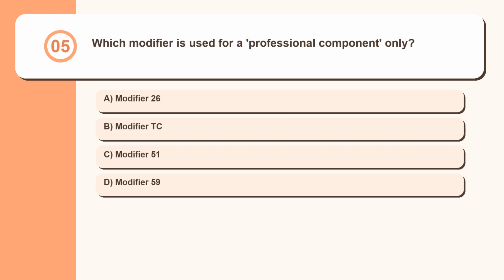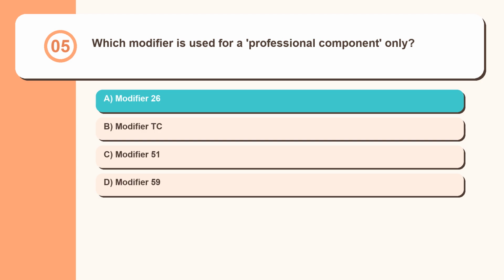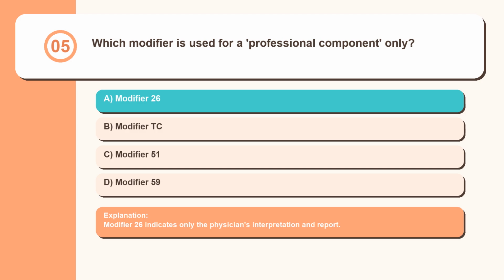Question 5. Which modifier is used for a professional component only? Modifier 26, modifier TC, modifier 51, modifier 59. Modifier 26 indicates only the physician's interpretation and report.